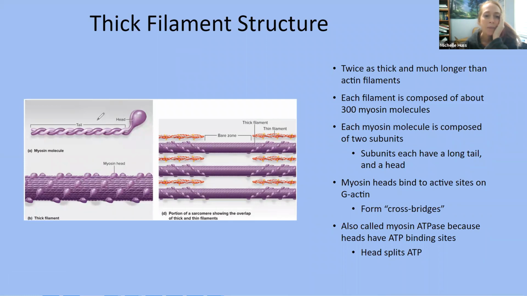Myosin's a protein, but it has a funny shape. It has kind of like a golf club head shape. Okay, so you can see lots of these little golf club heads, and these little golf club heads are really important. So this is a thick filament, has a whole bunch of these little myosin heads.